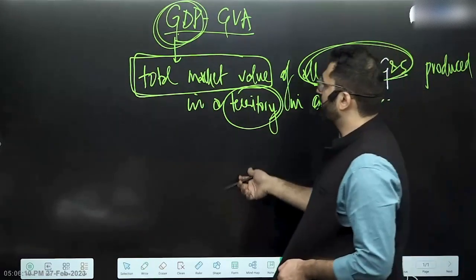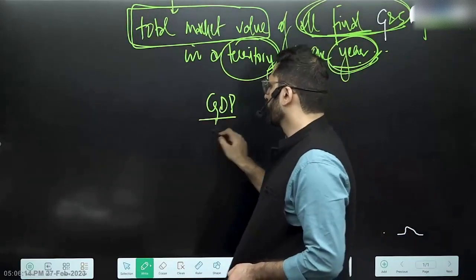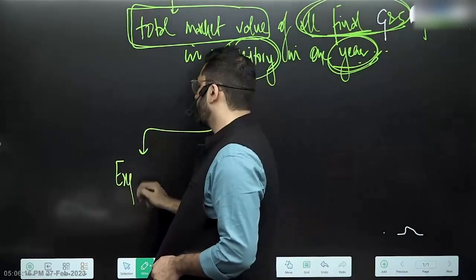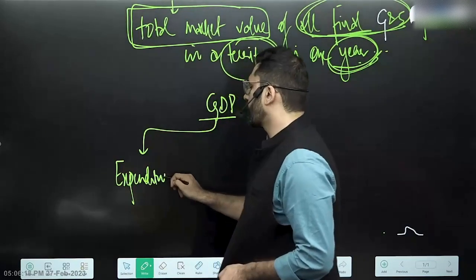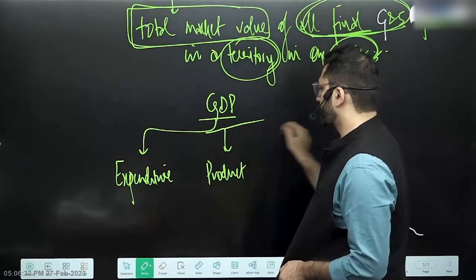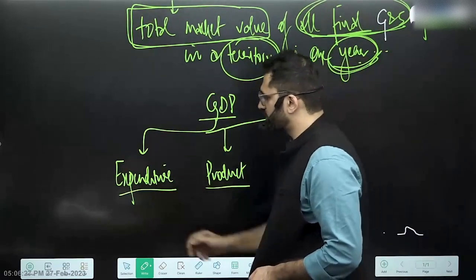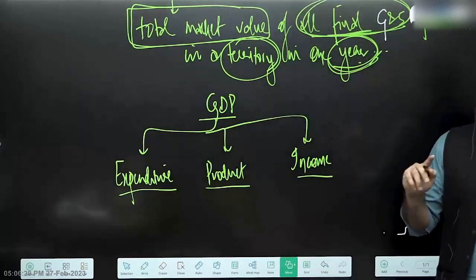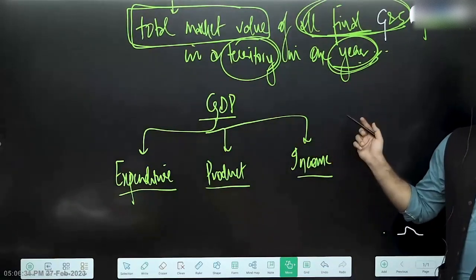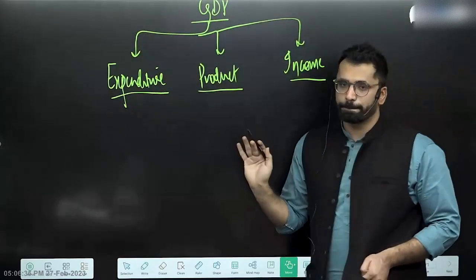Now, GDP calculation can be done through 3 methods. You have the expenditure method, the product method or the value add, or the income method. Now, what's the basic difference between the two? I hope the circular flow is clear, that all 3 will come out to be equal. Now, what exactly is the difference between the 3?